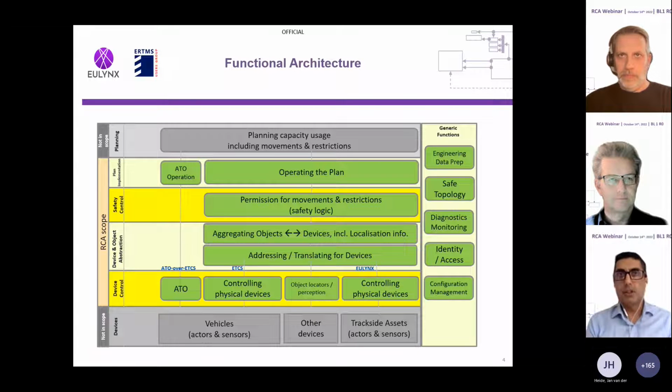We then have common functions on the right-hand side, and they're reused by the other functions within the layers. So for example, we have a safe topology, which has the same geometric map data, and that can be used by all of these different functions. Another example is identity and access, which can also then be used by different functions, which isn't the case today, as you may be aware with things like ATO and ETCS.